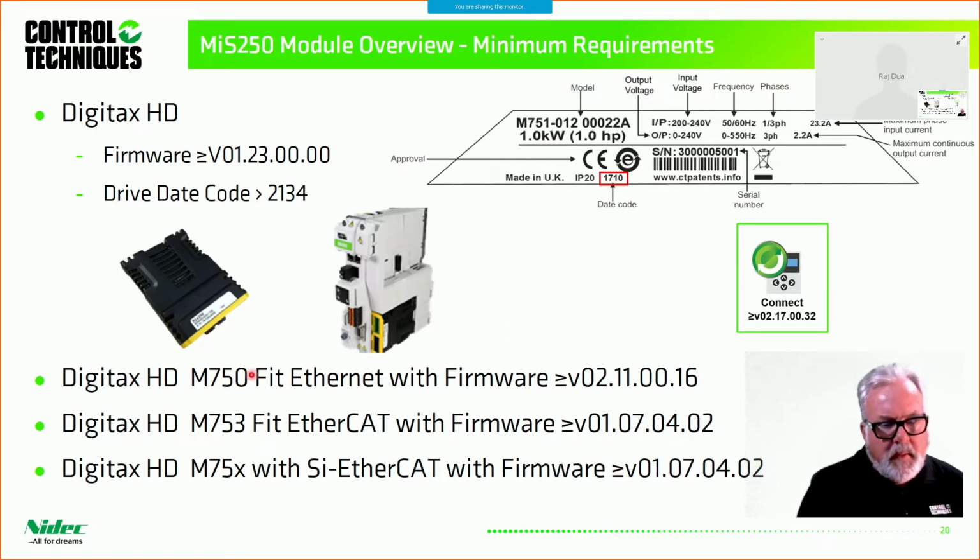Now, the HD 750 has factory fit or built-in Ethernet. So the firmware revision of the Ethernet on the drive has to be greater than 211.0016. Then the 753 is the EtherCAT drive, and there's the minimum firmware revision for that to work with an MiS 250. And then the HD M750 with an EtherCAT module: if you have an M750 drive, not the 753, with an SI EtherCAT module, the EtherCAT firmware in the module has to be at that level right there.